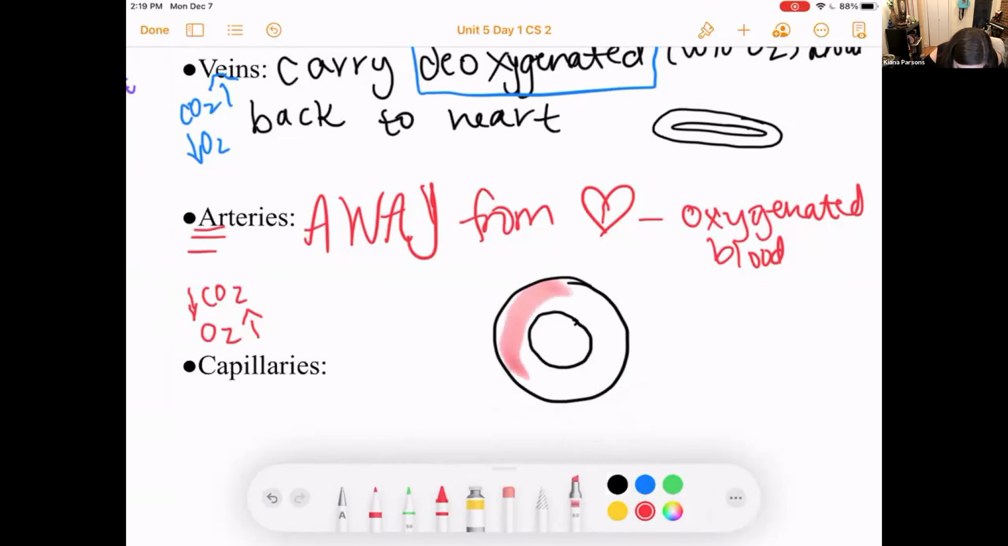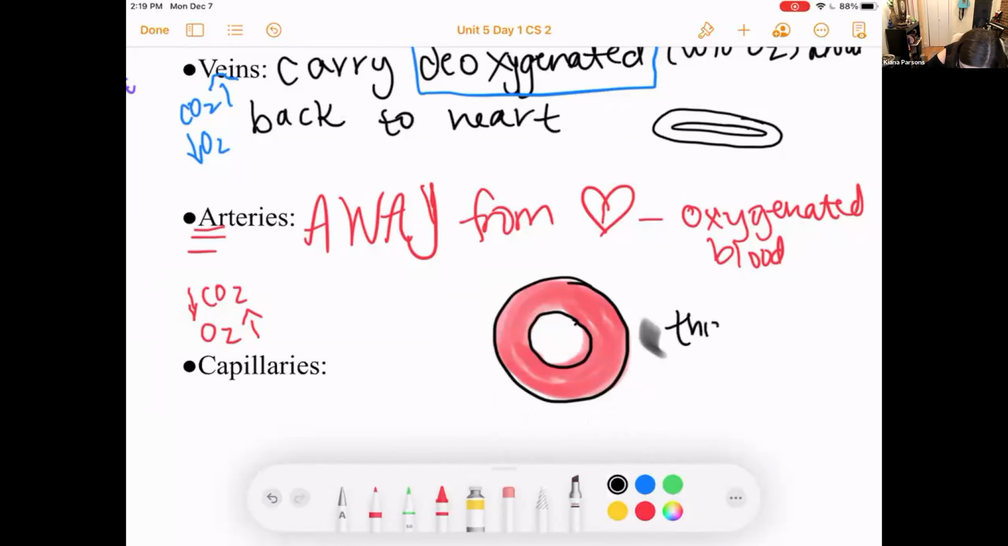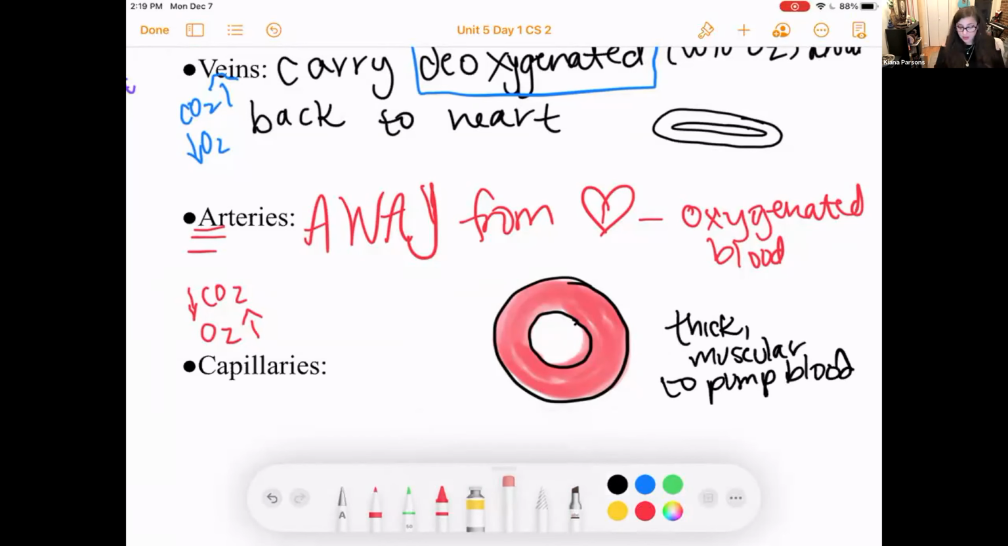But the reason they're depicted this way is because our arteries are a muscular blood vessel. And they have these thick muscular walls so that they can withstand the high blood pressure coming from your heart. So they're thick. And this is so that they can pump blood and so that they can also handle the blood when it comes right out of your heart.